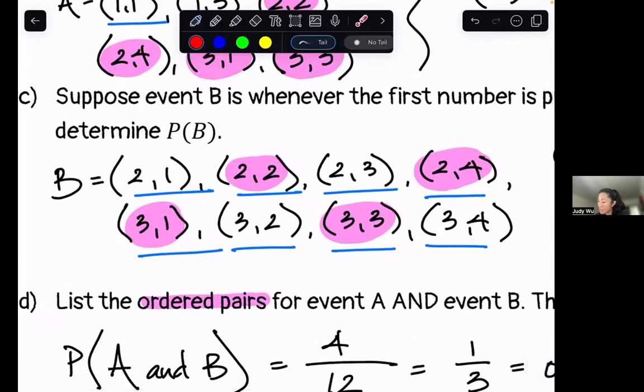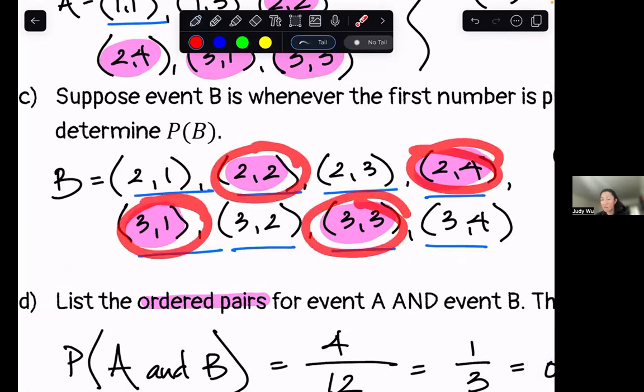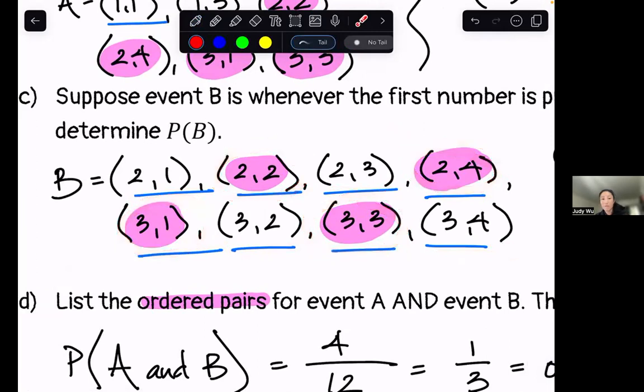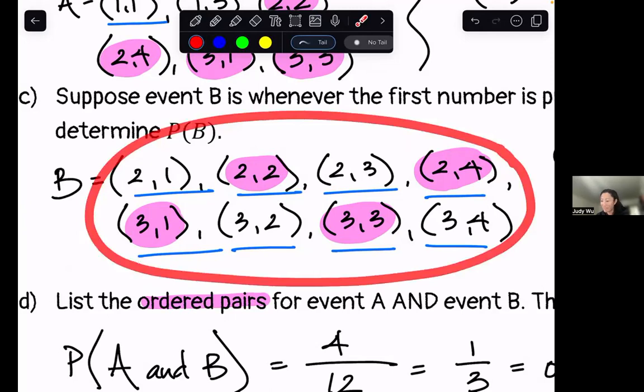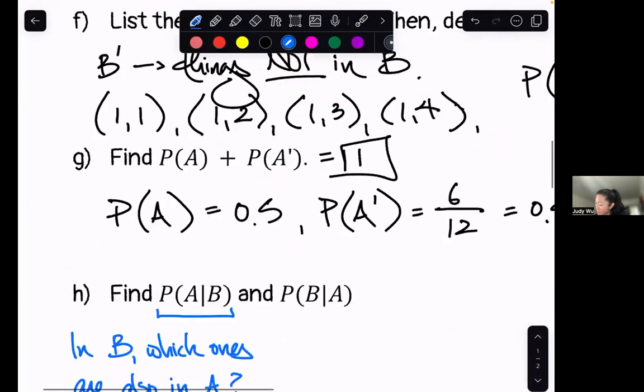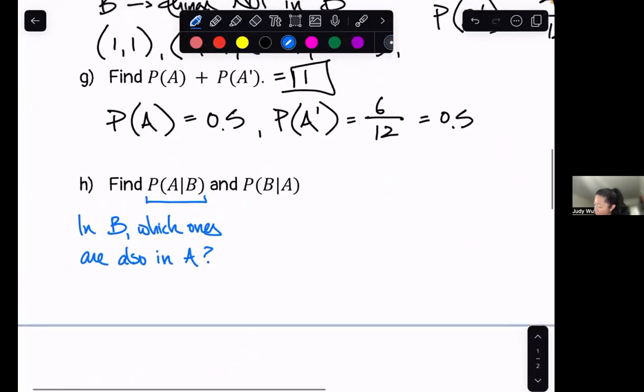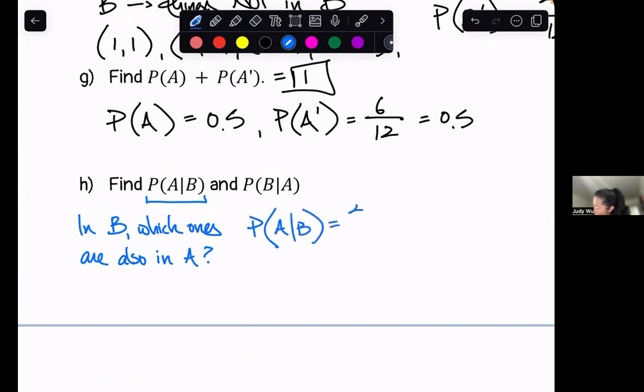Okay. All right, so let's go to the B set. And of these, let's see, how many do we have? 1, 2, 3, 4, 5, 6, 7, 8. Of these 8, how many are in A? Well, we have 1, 2, 3, 4. So it's not 4 out of 12 because we're not looking out of the whole set. We're just saying 4 out of 8 of these, okay? And so when I come back down here in B, which ones are also in A, I get that the probability of that is going to be 4 out of 8, or we could say 0.5. Okay.